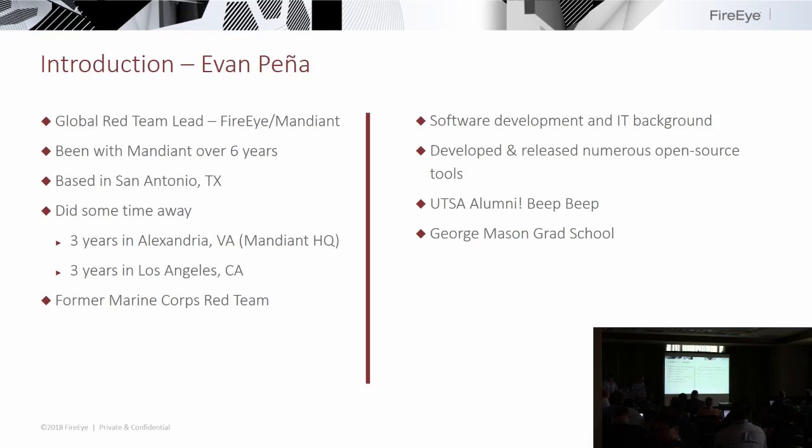Next slide. So my name is Evan Pena. I've been with Mandiant's FireEye a little over 6 years. I was pre-acquisition of Mandiant proper before we actually got acquired by FireEye. I'm the global red team lead for Mandiant, and I've been all over. I was in the Alexandria office, which is where Mandiant headquarters is, for 3 years. I moved to Los Angeles.